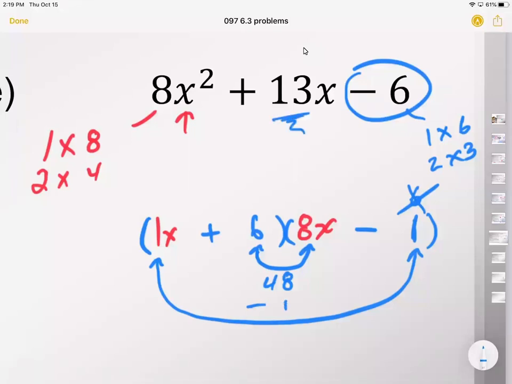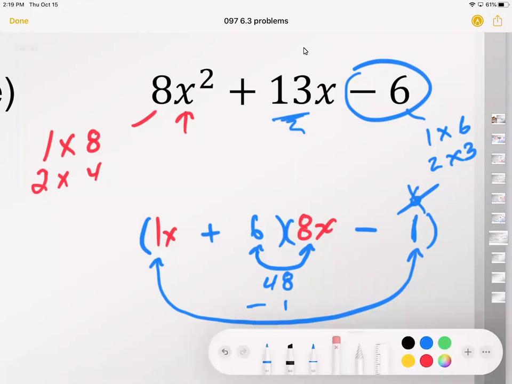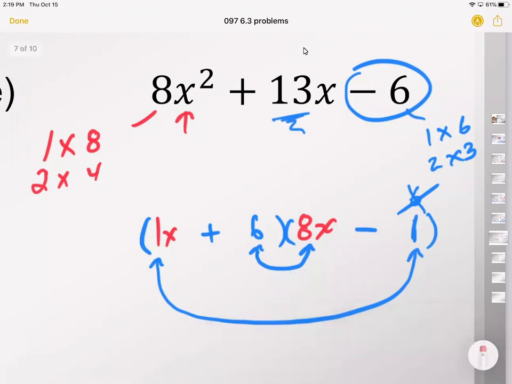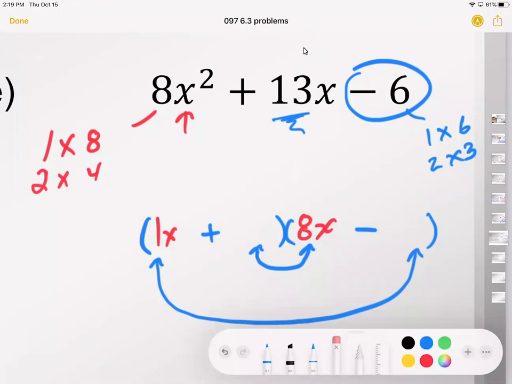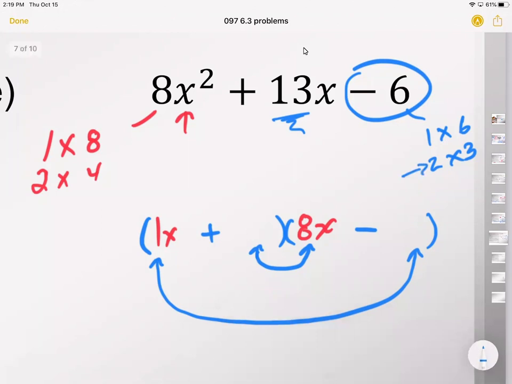So I notice if I use the 1 and the 8, I cannot use the 6 and the 1. If I use the 1 and the 8, I have to use the 3 and the 2. And if I use the 3 and the 2, let me ask you, can I put the 2 here and the 3 there? I mean, you could, but it's not going to be right. I can guarantee you that it's not going to be right, because if you do this, you can see that this will give you 24 minus 2.